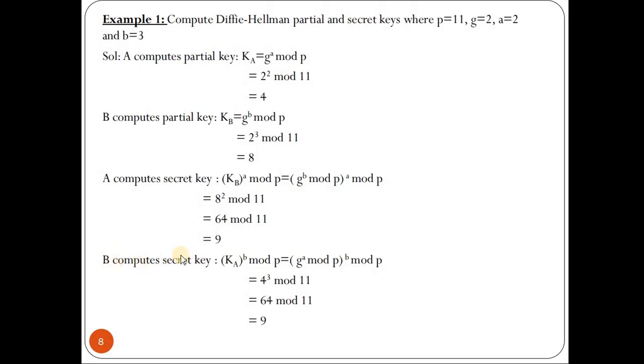Now coming to B. B needs to compute the secret key. So it will be taking G to the power A mod P whole to the power B. Okay. So what is G to the power A mod P? It is 4. 4 to the power B, B is equal to 3. So 4 cube mod 11, that is nothing but 64 mod 11, is equal to 9. So the secret key computed by A and B should be the same. So in this case it is 9. So for the further communication between A and B, it uses 9 as the shared secret key.